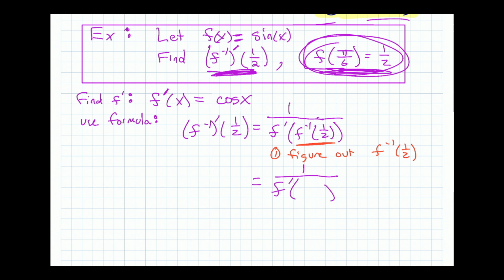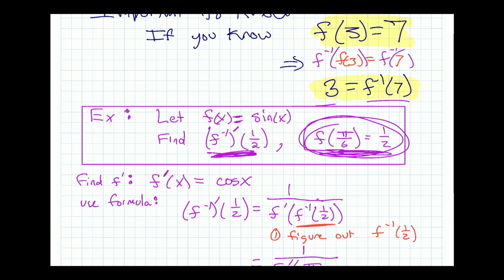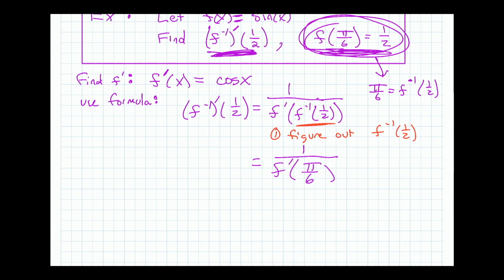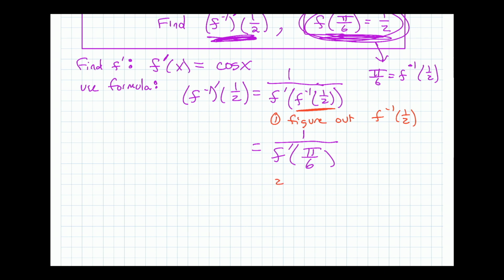So what is f inverse of 1/2? It is pi over 6, right? Remember, this is just the same as what I just highlighted up here. If f of pi over 6 is 1/2, then pi over 6 is f inverse of 1/2. Okay, so you figure out that. The next thing you need to do is actually just evaluate f prime of pi over 6.